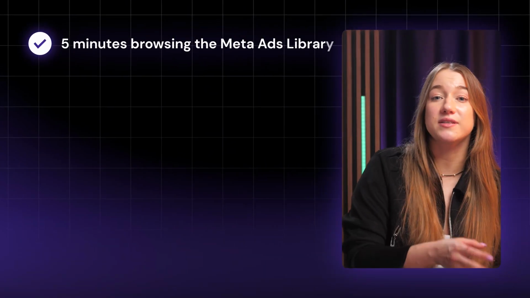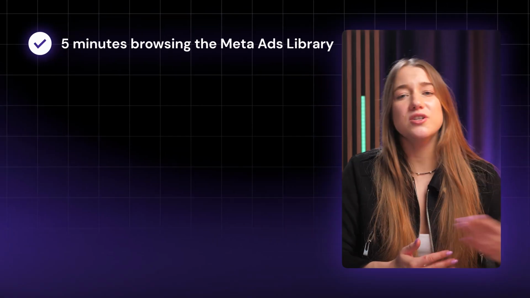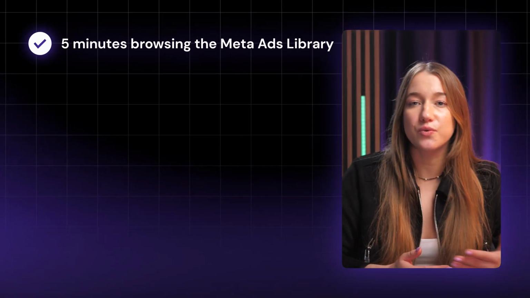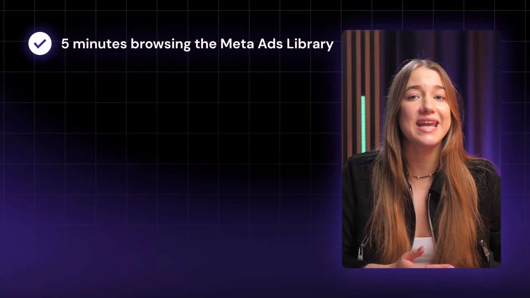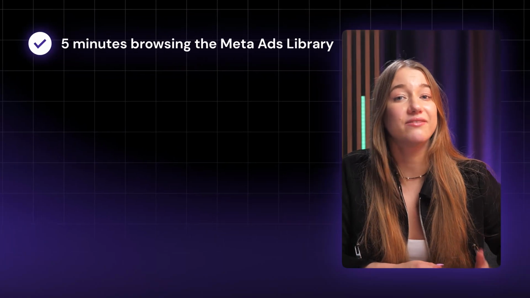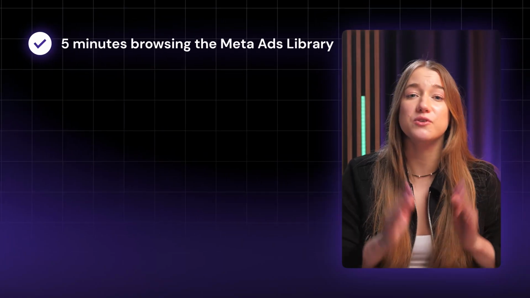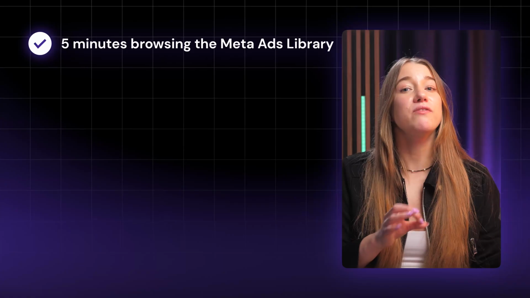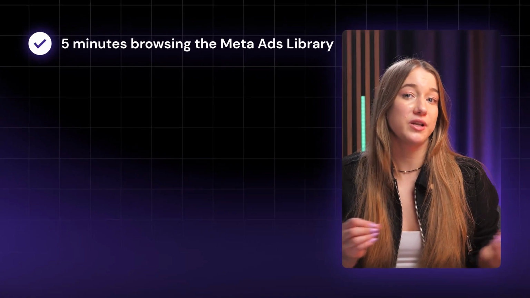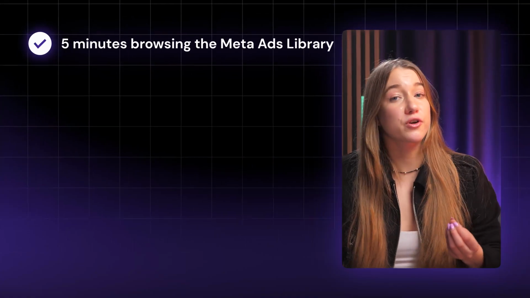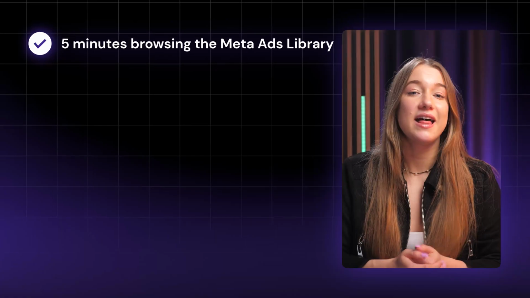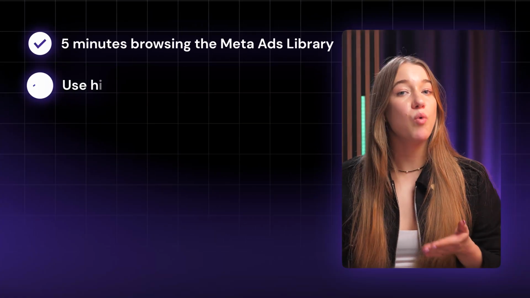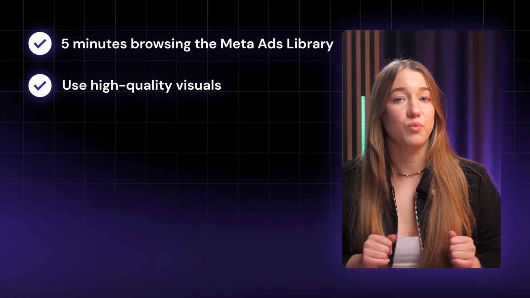Well, first, spend at least 5 minutes browsing the Meta Ads library. Just see what others in your niche are doing, and this tool really allows you to see every ad run at the given time. It's super useful, so definitely don't miss this step. Now, if you notice a lot of reels with a certain ending style or hook, for example, take notes of that. Then make sure to remember that high quality visuals do really work.